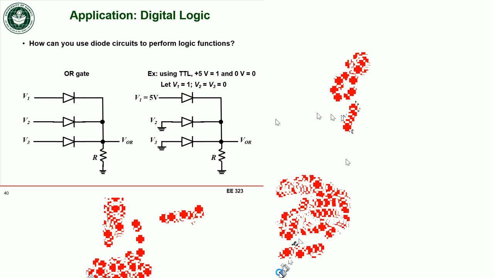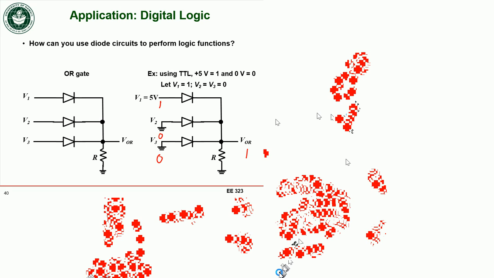We will use TTL voltages, so that means 5 volts is equal to a binary 1, 0 volts is equal to a 0. So let's say on my input 1, I put 5 volts, so this is a binary 1. On input 2, I put a 0, and input 3, I put a 0. So what should my OR gate tell me at the output? This should be 1, okay?